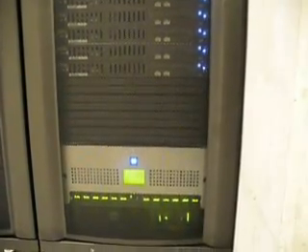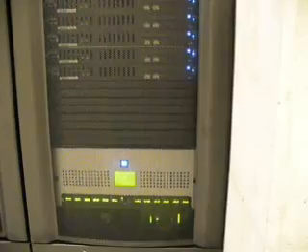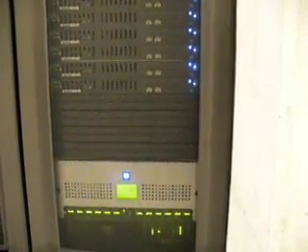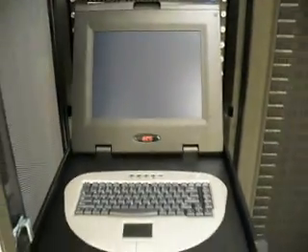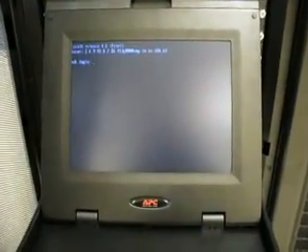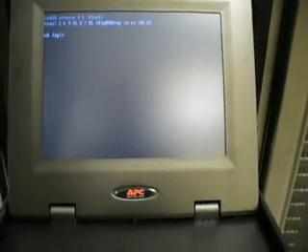Down here is the Xyratex storage controller. It's currently holding 48 hard drives at 750 gigabytes each. Our usable capacity is 28 terabytes. This is the very, very fast and important InfiniBand switch. And this is where I log in, unless I do it remotely.